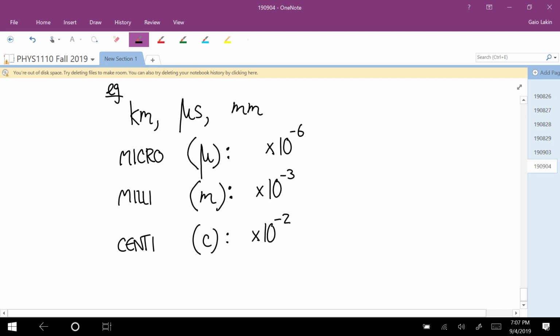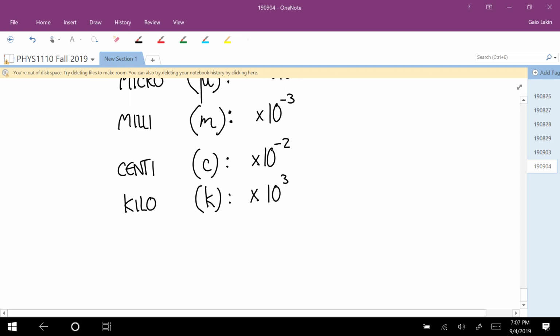And then for the ones bigger than 1, kilo is a lowercase k, and that means times 10 to the positive third. And then mega is capital M, and that means times 10 to the 6th.